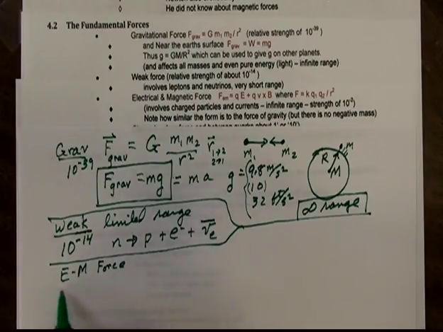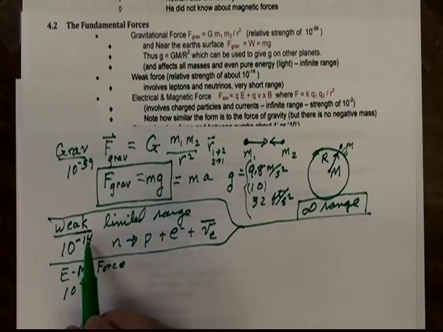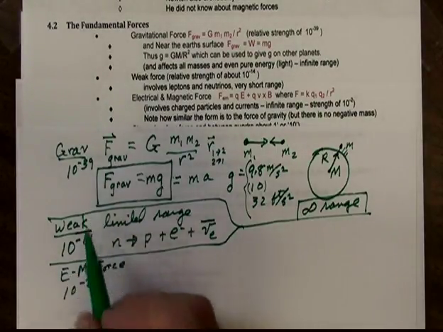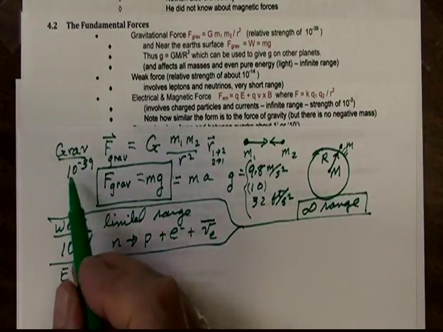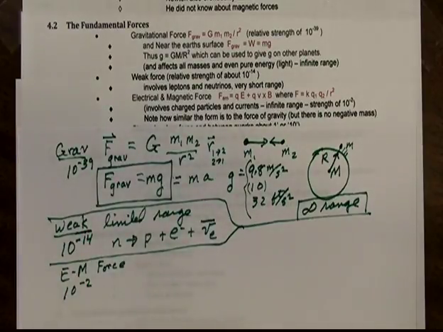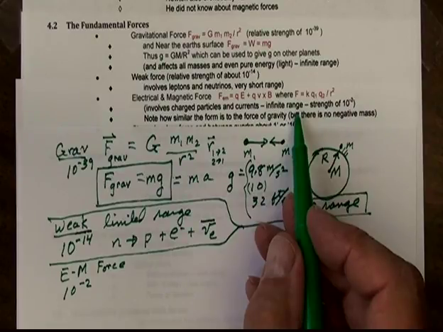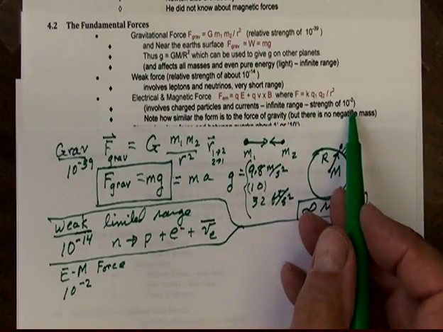And it has a strength of about 10 to the minus 2. Incredibly strong by comparison to the weak and gravitational. In fact, compared to gravity, the electromagnetic force is 10 to the 37th times as powerful. So you can see that it's of enormous power. Well, the electric and magnetic forces always involve charged particles and currents. It has an infinite range also, and the strength of about 10 to the minus 2.